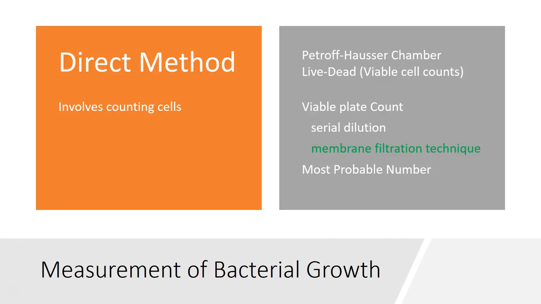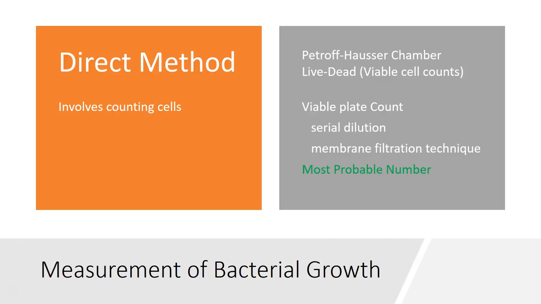The bacteria are then allowed to grow, and the number of live bacteria, or colony-forming units, are then again used to calculate the total number of live cells. So either way, viable plate counts. If the sample is too concentrated, we would first dilute it down using serial dilutions, or if there are too few, we would concentrate them by filtering the liquid through the membrane filtration technique.